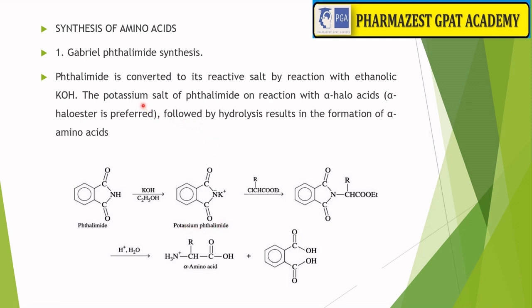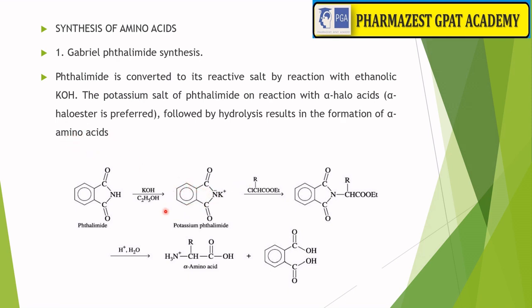The potassium salt of phthalimide on reaction with alpha halo acids. The carbon that is attached to the functional group bearing carbon is called the alpha carbon. This is the alpha carbon and this is the functional group bearing carbon. As the alpha carbon is attached to chlorine, such compounds are known as alpha halo acids. Followed by hydrolysis, this results in the formation of amino acids.